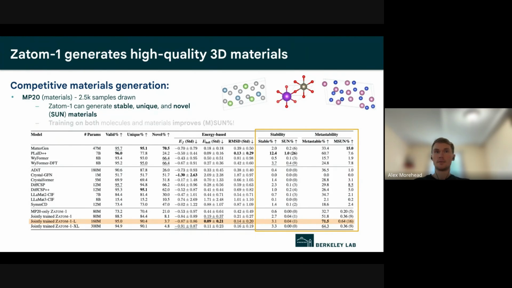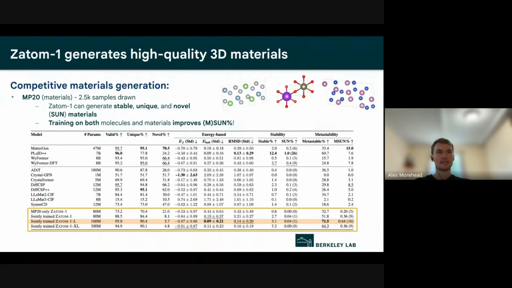Basically, this means the model is able to sample from its learned distribution and uncover materials that don't exist in well-known, existing training data sets, and they're also thermodynamically stable. They have low energies. And we also see, with the same ablation we did in the last slide for molecule generation, that if we just train our Zatom1 model on materials alone in MP20, we get worse materials generation results than when we train on both molecules and materials using this LeMat-GenBench setup.